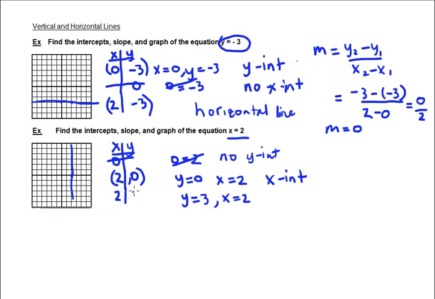For example, if y is equal to 3 and x is equal to 2, there's no conflict with our equation. So we can plot the point here, x is equal to 2, y is equal to positive 3, and if we had not yet drawn the line, we would have two points from which we can get that vertical line.